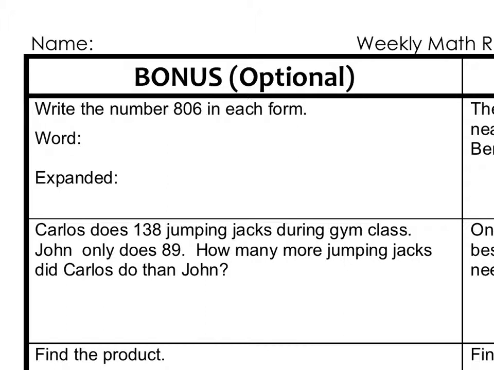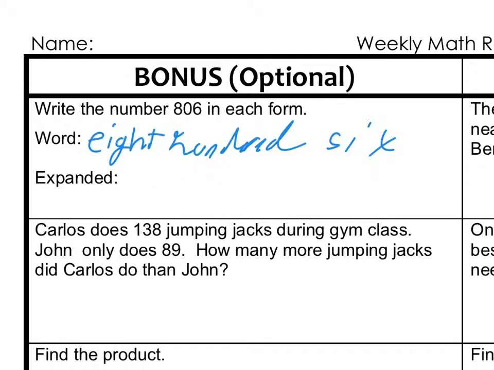So first we're going to do it in word form. First you're going to write 8, and then you're going to do 800, 6. Then you're going to do expanded, so it would be 800 plus 0, or you don't have to do the 0, but you can choose to if you want to, and you do plus 6.